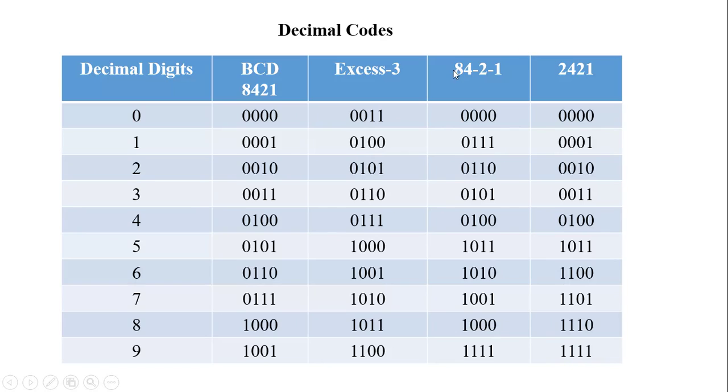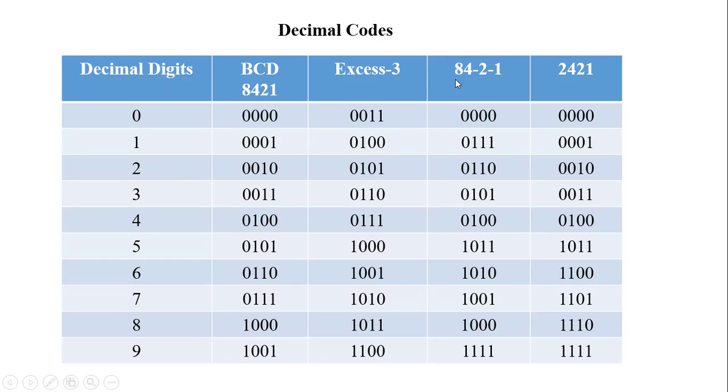This is another code. These are the weights 8 4 minus 2 minus 1 code. So look, 0 is represented like this. Basically you have to represent a digit like 4. So resolve this 4 into the sum of the digits. 4 can be represented by 0 plus 4 plus 0 minus 0 minus 0. So the third bit will be 1, the fourth bit will be 0, the second bit will be 0, and the first bit will be 0. So it becomes 0 1 0 0. So 4 is represented by 0 1 0 0.